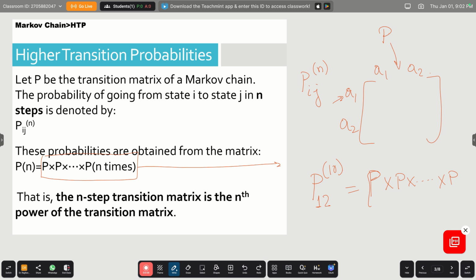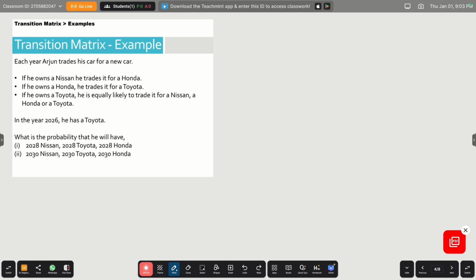Suppose this is P10, again I'll take the same matrix. Then P12 is the first row and second column. This probability will give you the value of the probability of the state going from study to not study after 10 days. Alright, so let me consider a quick example of how to calculate the probabilities in a real life situation. So I have this example.